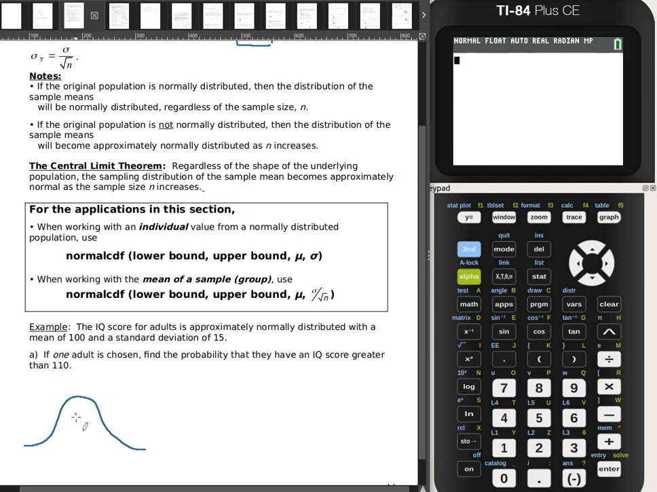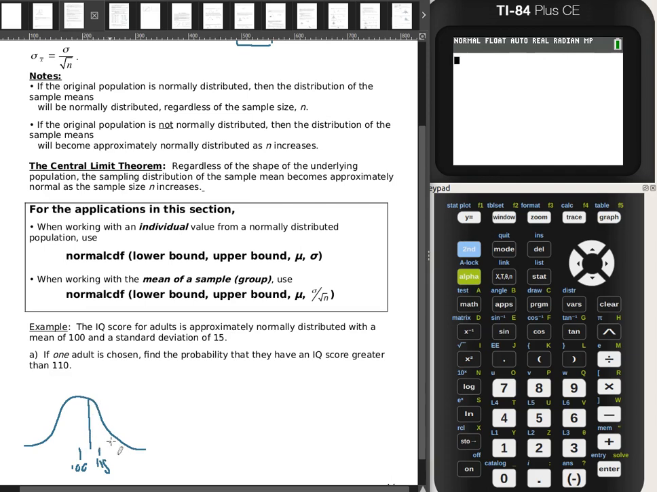So we're thinking about, this is a distribution for IQ scores. The mean is just in the middle, it's 100. Standard deviation is 15, so 115 would be here. And it's hard to draw the 5. And then we've got 100 is the mean. What's the probability they have an IQ score greater than 110? So 110 maybe is kind of here.